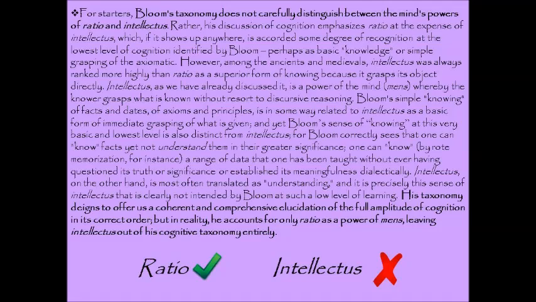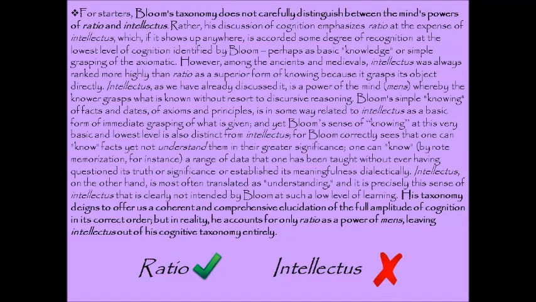Intellectus, as we have already discussed it, is a power of the mind or mens, whereby the knower grasps what is known without resort to discursive reasoning. Discursive reasoning is what we call ratio, see? Bloom's simple knowing of facts and dates, of axioms and principles, is in some way related to intellectus as a basic form of immediate grasping of what is given. And yet, Bloom's sense of knowing at this very basic and lowest level is also distinct from intellectus.